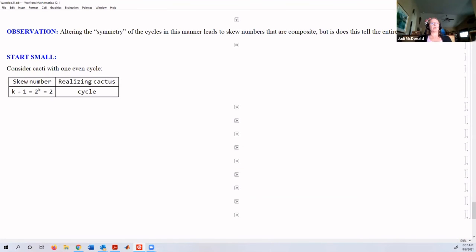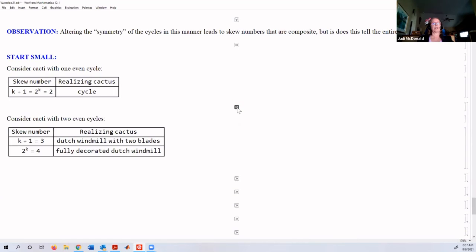So start small. If I've got one cycle, if it's an even cycle, I get 2 characteristic polynomials. Well, if K is 1, that's both my upper and lower bound. So doing great. My cacti, my Dutch windmills have turned out to be the cacti that work perfectly for K equals 1. And for K equals 2, same story. I've got a Dutch windmill with 2 blades that gives me the lower bound. And if I throw an edge on one of those blades, I get what we were calling a fully decorated Dutch windmill. It gives me the other bound.